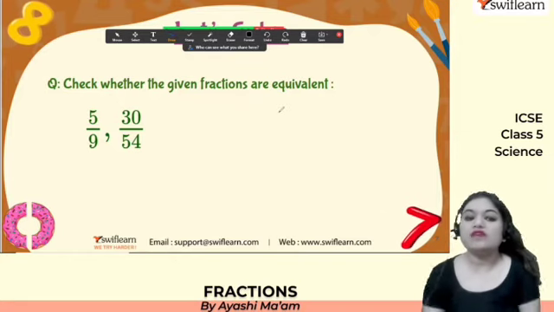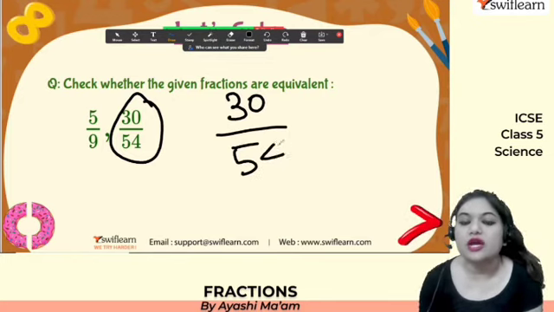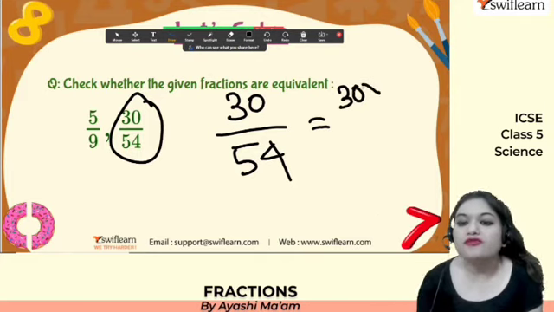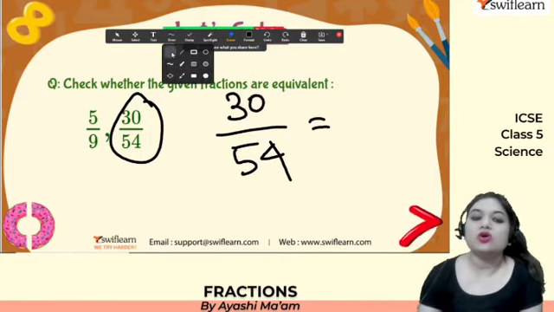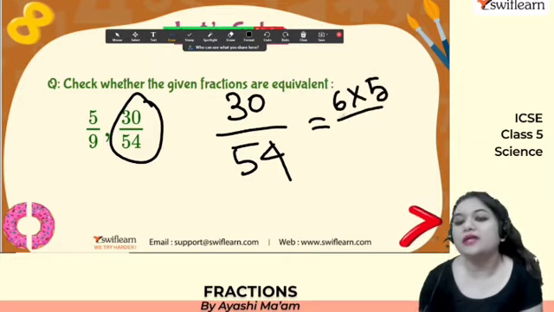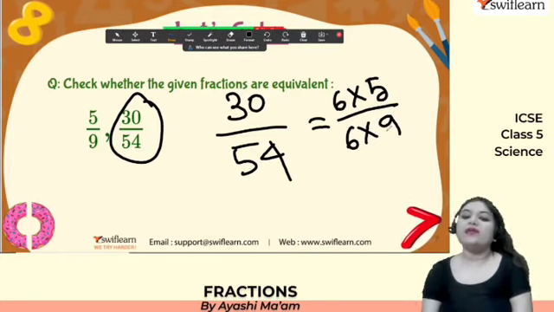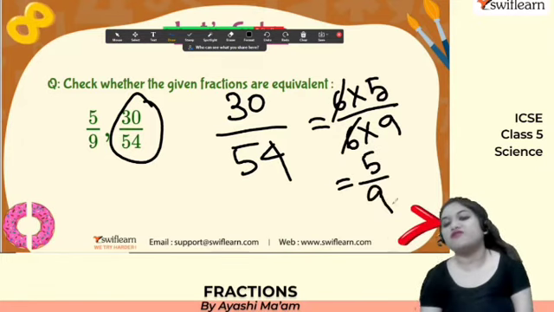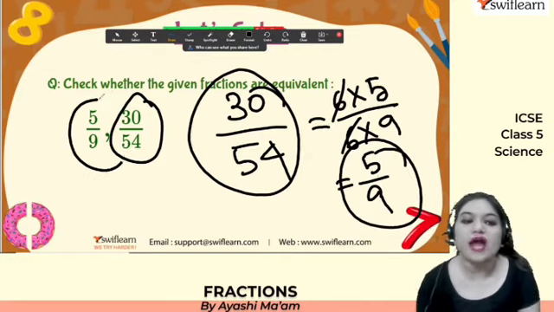Given fractions are equivalent or not. So how will you see? Let's take this fraction 30 by 54, right? Just think of a number that can divide 30 also and 54 also. So what can you think of? Can we go with 6, right? You can simply write 6 into 5, that is 30, and 6 into 9, that is 54. So you can simply cancel out the 6 and 6 and you will get the answer as 5 by 9. That means the fraction 30 by 54 is equivalent to the fraction 5 by 9.